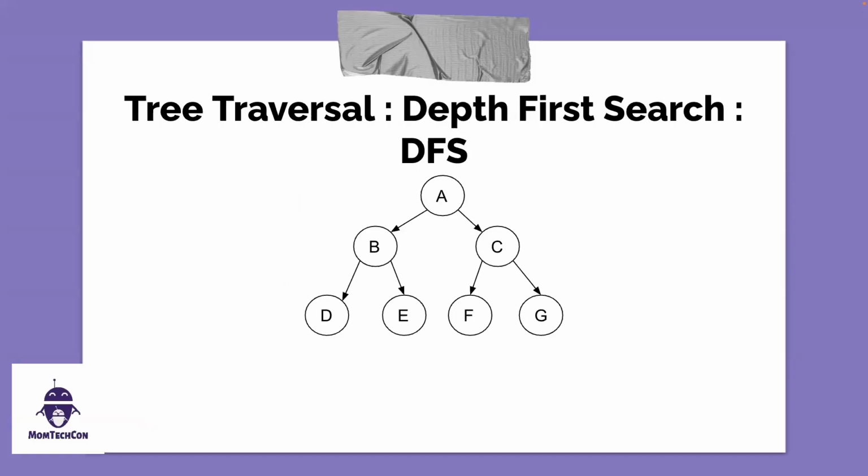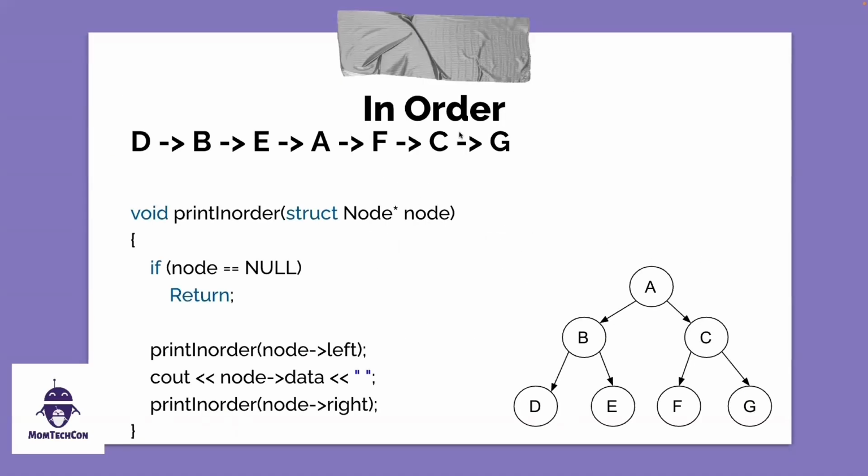So now let's see the different ways to search a node in a tree. The first way is called depth first search, or DFS. There are 3 ways to traverse a tree using a DFS. First one is in order.